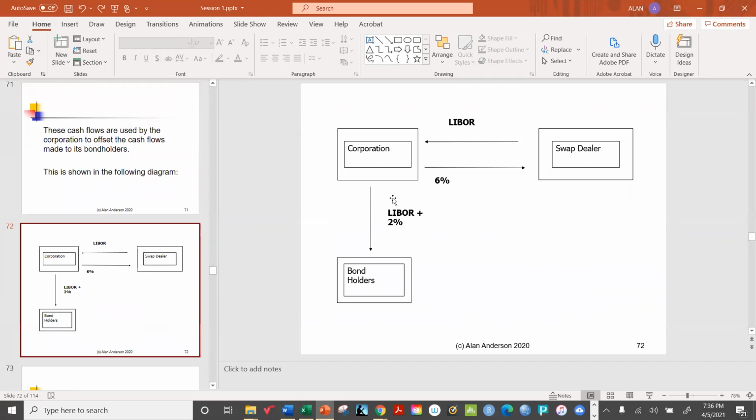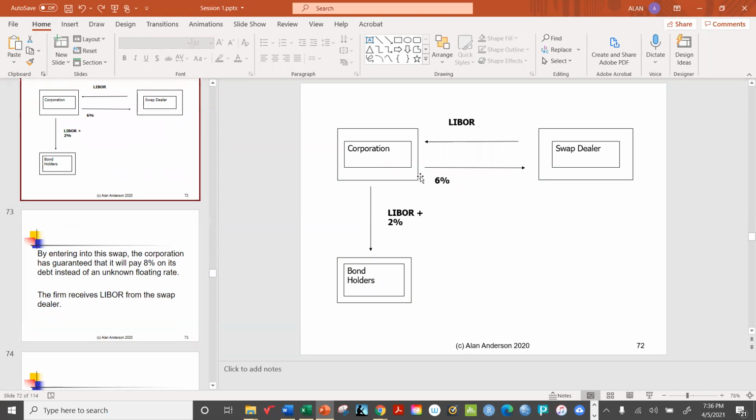Okay, we have to pay LIBOR plus 2% to our bondholders based on $100 million. We pay 6% to the dealer, but the dealer sends us back LIBOR, again, based on 100 million. So what's actually happening between the dealer and the corporation is that when LIBOR is below 6%, we owe the difference to the dealer. If LIBOR goes above 6%, the dealer owes us the difference based on a $100 million notional principal.